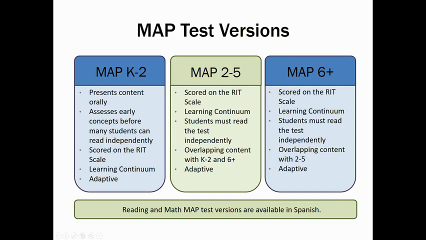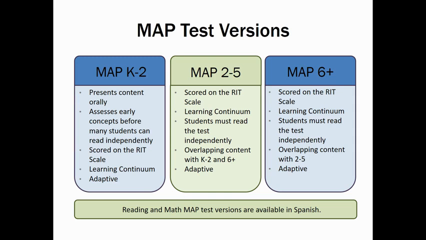MAP 6+ is typically administered in middle school with some exceptions. Again, this version is scored on the RIT scale based on the same learning continuum. There is a great deal of overlapping content between the 2.5 test and the 6+ test. The 6+ test will adapt down to concepts in the lower grades.